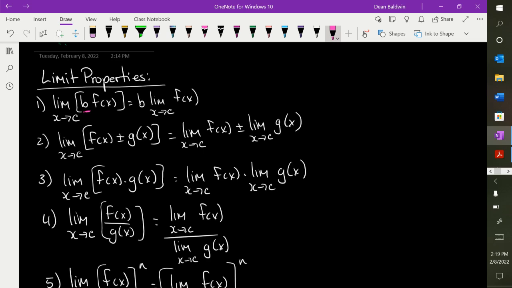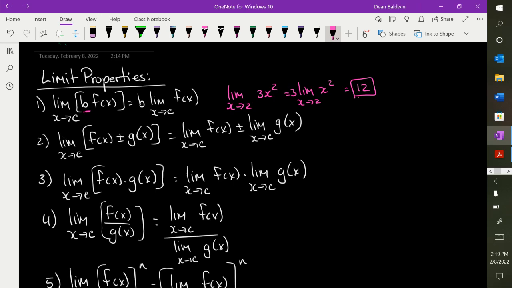So for example, if I have the limit as x goes to 2 of 3x squared, that is the same as 3 times the limit as x goes to 2 of x squared. Which you would plug in, you'd get 4, so the answer would be 12. Okay, so you can pull constants inside and outside of limits.